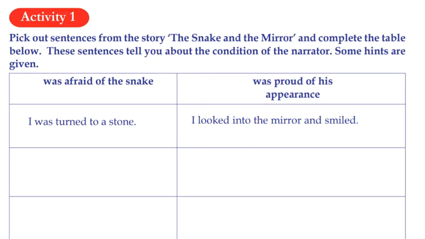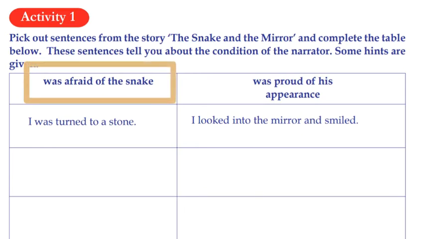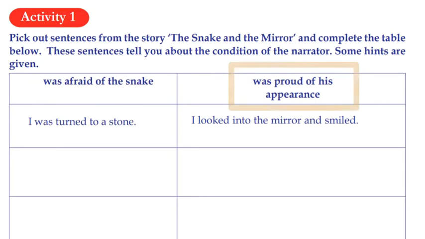In this question, activity 1, we have to differentiate those two conditions: the condition before he faced danger and at the time he was in trouble. In this activity, we can see a table with two columns. The first column is titled Was Afraid of the Snake. The second column is Was Proud of His Appearance. Each column is given a hint. We have to find out some sentences from our chapter and fill both columns.